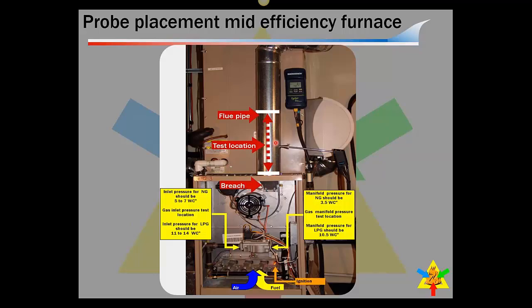So we want to be up above the breech somewhere around 18 inches. Okay, maybe pick right in the middle or at the top or whatever, but this is the best place to do a combustion analysis on a mid-efficient furnace, about 18 inches above the breech.